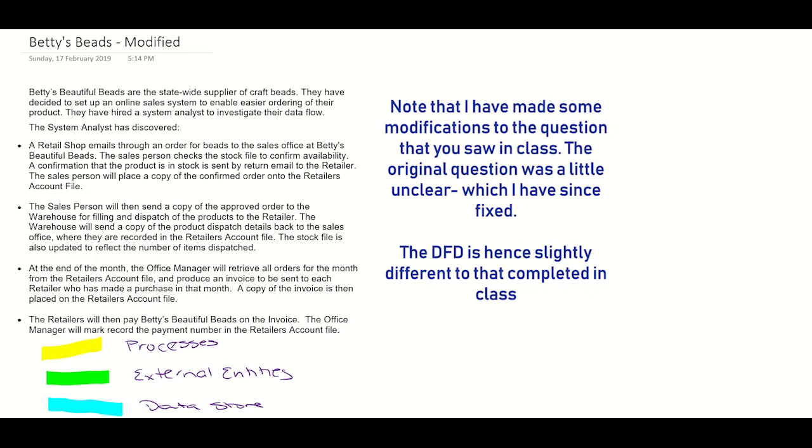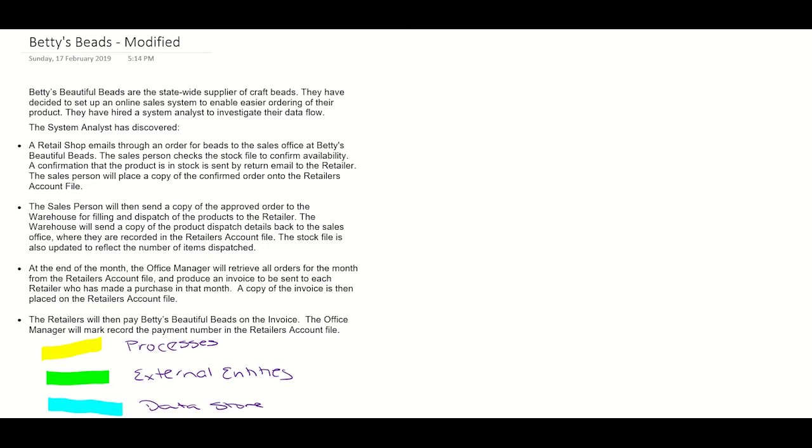So when we read through the scenario, what we're looking for are obviously processes, and we're also looking for any external entities and data store to start with. So as we read through, a retail store emails through an order for beads to the sales office at Betty's Beautiful Beads. Now, the retail store is an external entity because it's emailing data into the system.